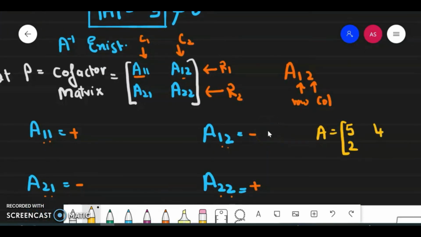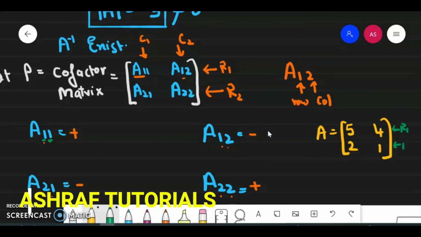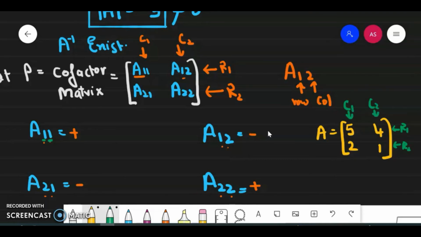Five, 4, 2, 1. Now what do you mean by 1 1? So 1 1 means first row first column नहीं आएगा. Okay, remember that. As this is row 1, this is row 2, and this is column 1 and this is column 2. So 1 1 means first row नहीं आएगा, first column नहीं आएगा. So what number is left is 1. So we'll write over here 1.